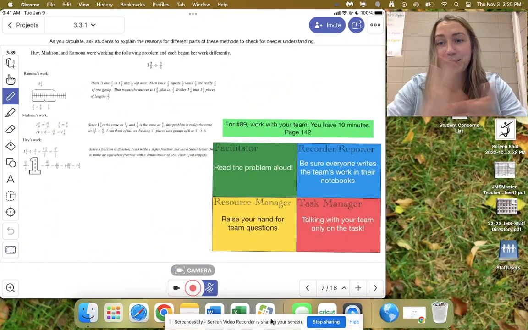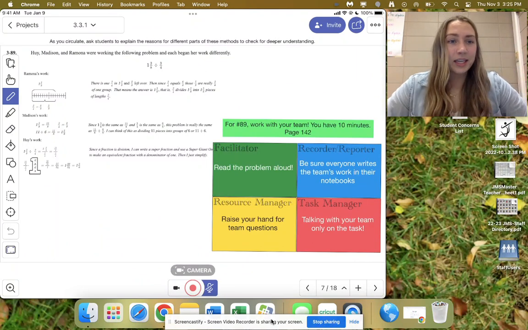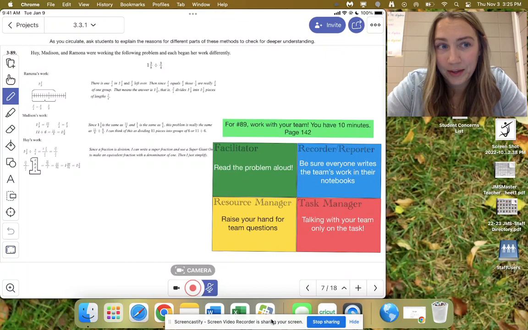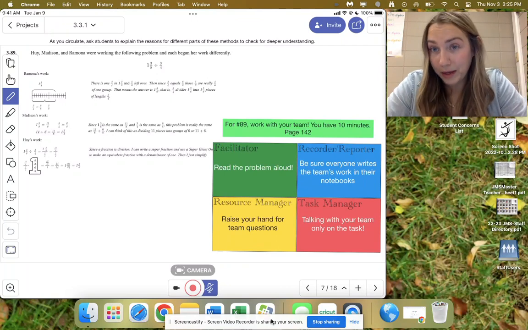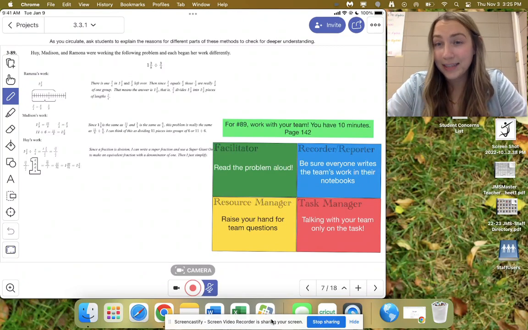All right, so I'm here after school. 89 says, Huey, Madison, and Ramona were working the following problem, and each began her work differently. So the problem is 1 3/8 divided by 3/4. They each show their own way, and they explain their own way. What you are going to do with your team is you have 10 minutes. It's a long time, okay? But 10 minutes to look at these ways, really dissect them, and see if you can figure out what they're doing, okay?